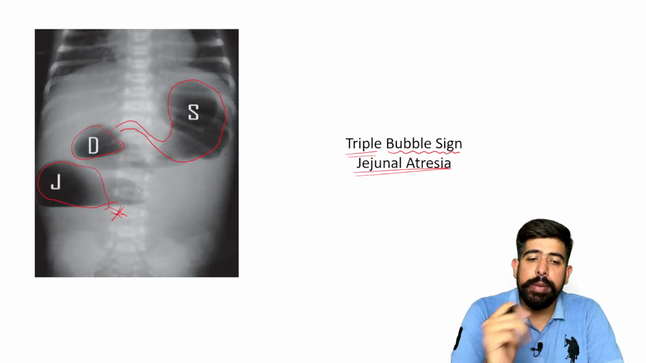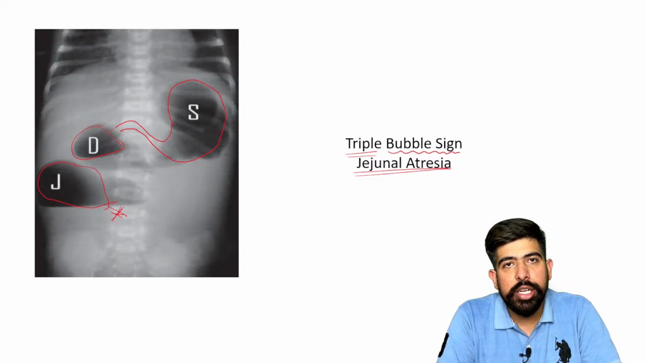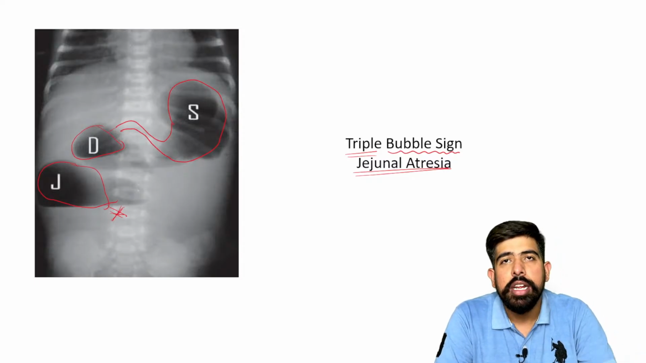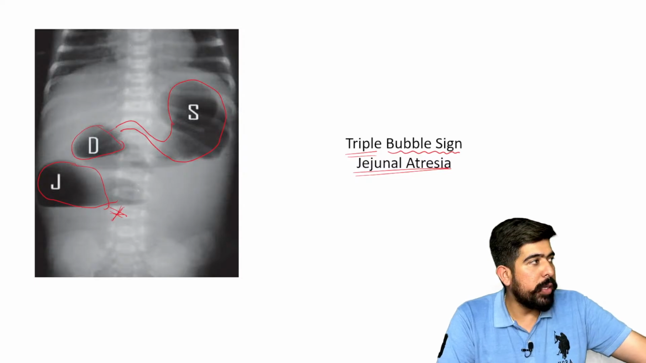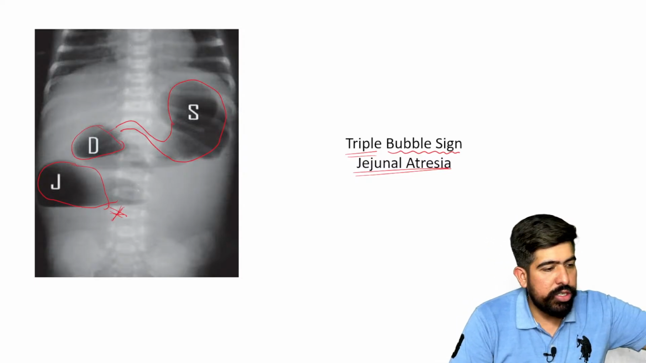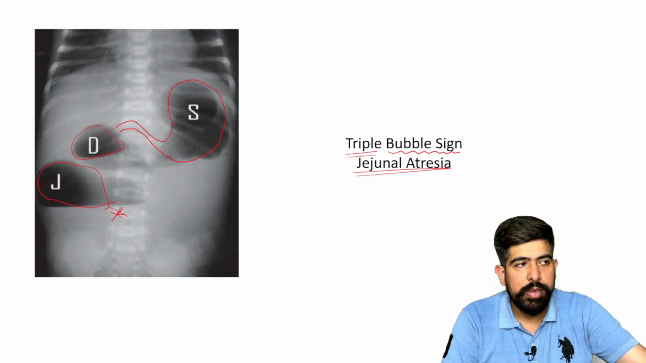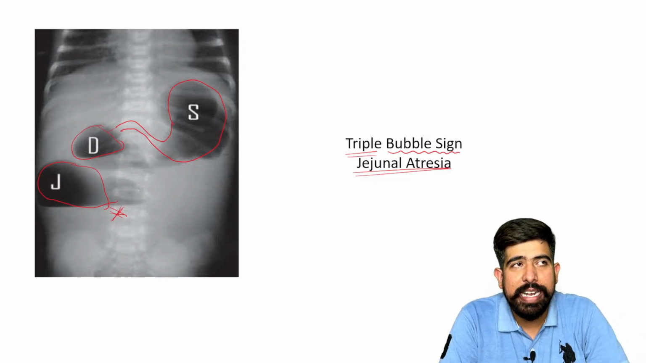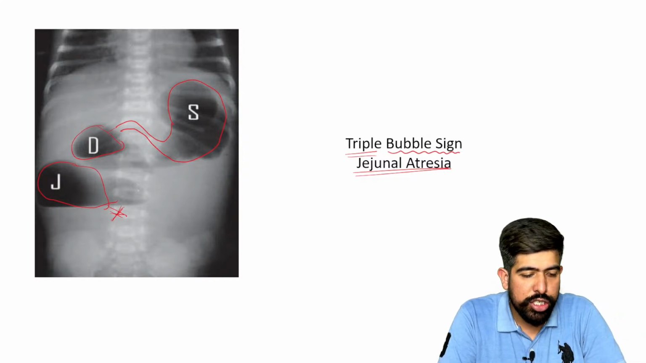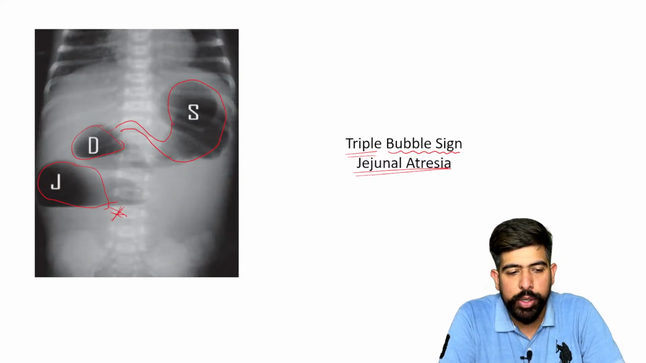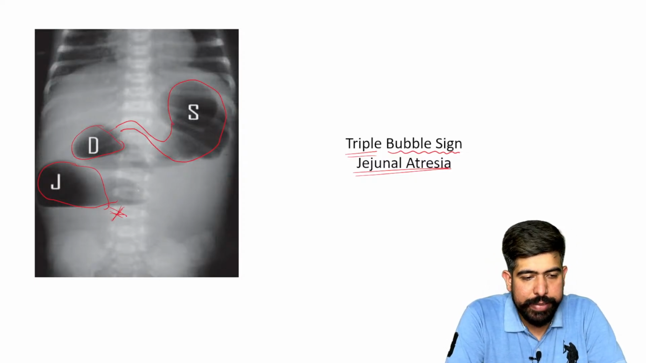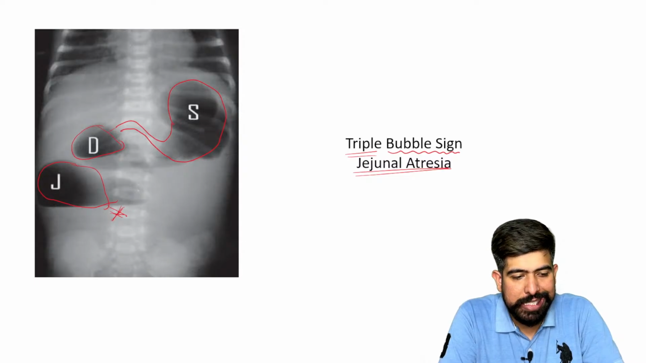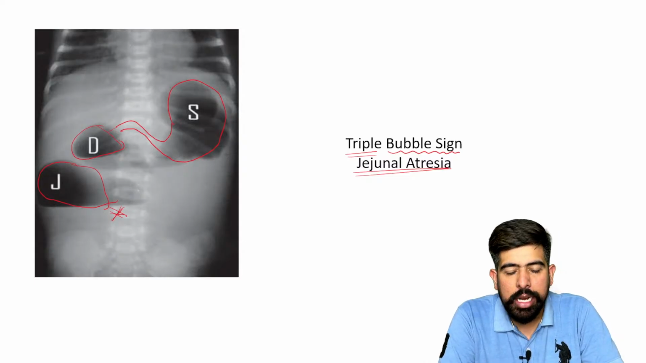If a triple bubble is seen, then a total of three will be seen there. What is the meaning of this three? There is the stomach, duodenum, and jejunum, right? So a triple bubble sign will be seen in this case. I hope it is easy for you to remember and easy to see also.